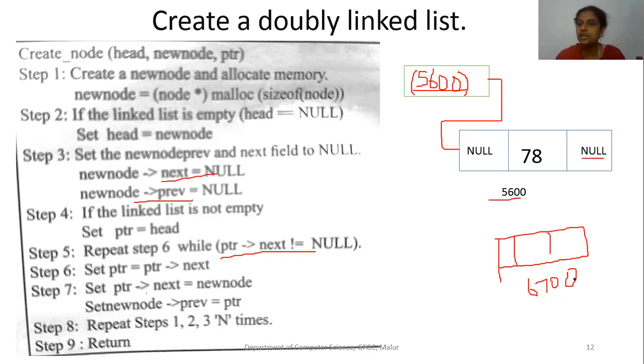So if it is null, what should you do? Take this address and store it in this location. So what would have happened? A link would have been established between these two nodes. Okay, this is how any number of nodes you can keep on inserting and you can create a double linked list. Done. So this is about creating a double linked list.